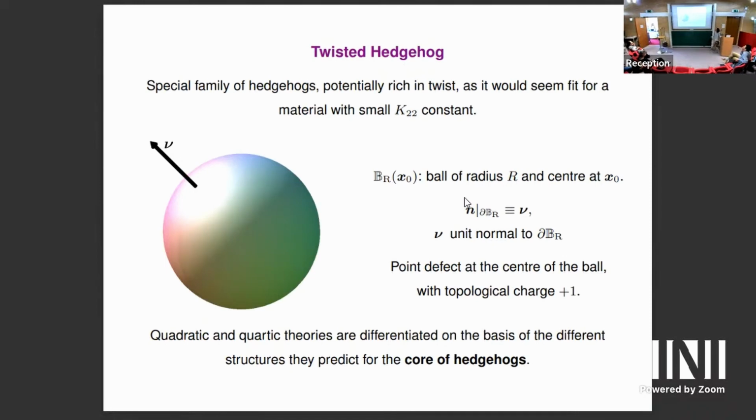And we shall describe the orientation of a trial director field within a ball of radius R and center at x,0, enforcing homeotropic boundary conditions, where nu is the unit normal to the boundary. And this field can be potentially rich in twist, as would seem fit for a material with a small K22 elastic constant, such as that of the chromonic crystals.